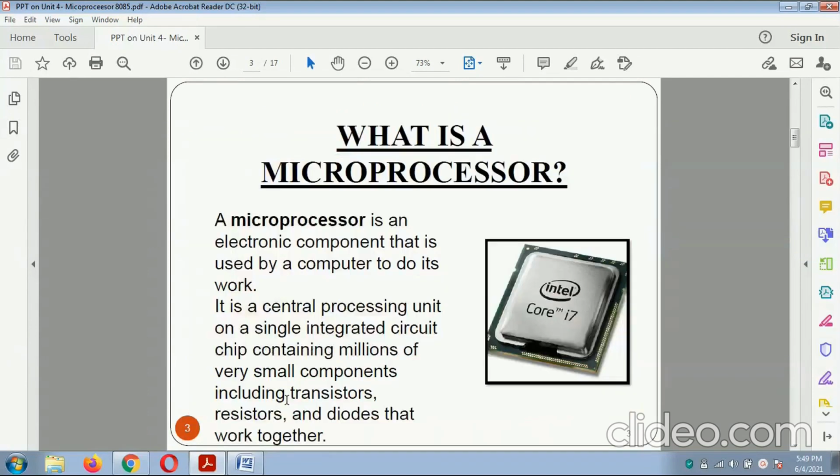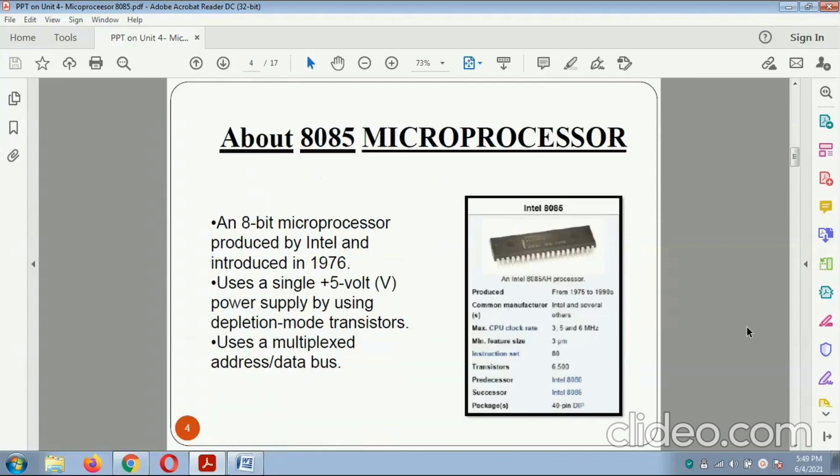So what is the microprocessor? This is the diagram which is related to the Intel microprocessor core. The microprocessor is an electronic component that is used by the computer to do the work. It is a central processing unit on a single integrated circuit chip containing millions of very small components, including the transistor, resistor and diode, that work together.